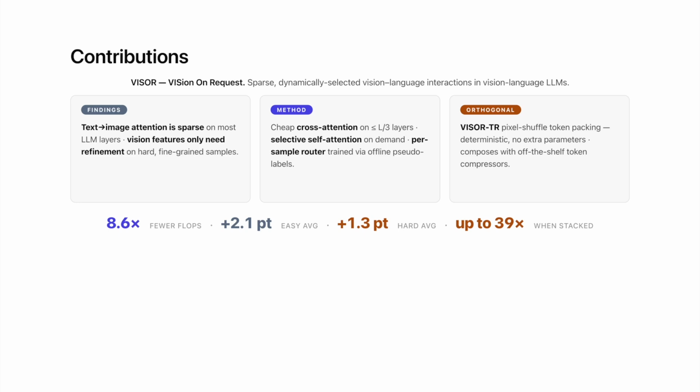And third, our approach is orthogonal to token reduction, as VISOR TR composes cleanly with off-the-shelf compressors. The bottom line is 8.6 times fewer FLOPs with a gain of 2.1 on easy and 1.3 on hard tasks, and reaching up to 49x when stacked with existing token reduction methods.